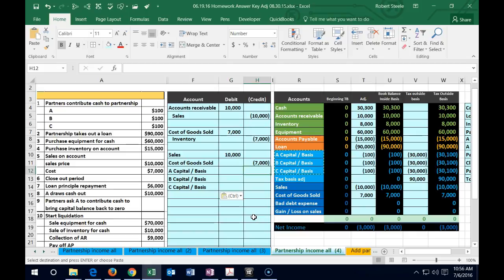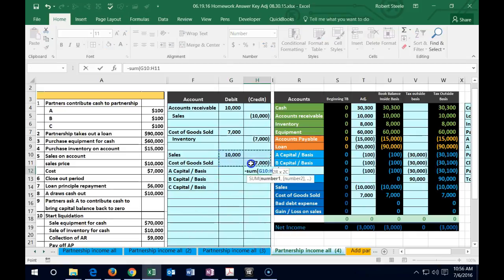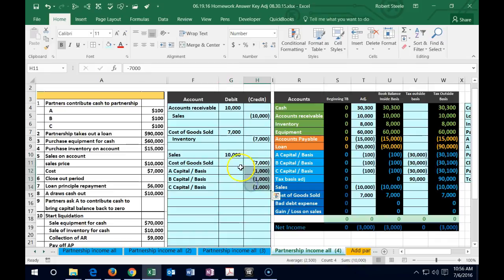Now you could do that with a formula. We could say negative sum of these. I want to take this minus this, then flip the sign. This minus this would be a positive 3,000. We want a negative 3,000 for a credit, and then I want to divide that by 3 partners. And that would give us the 1,000. Want the same 1,000 here, same 1,000 here. Debits 10,000 equals 7 plus 1 plus 1 plus 1. 10,000. Debits minus the credits equals 0. We are in balance. Let's post it out.